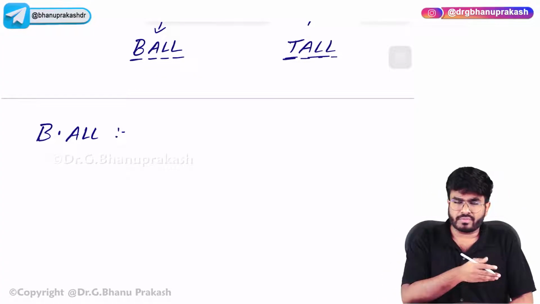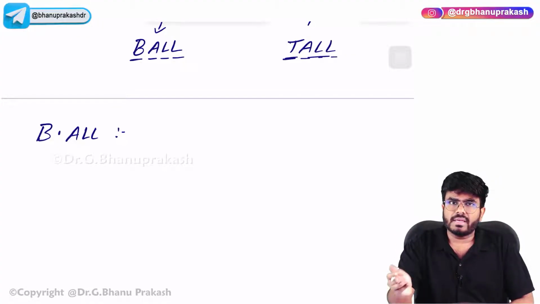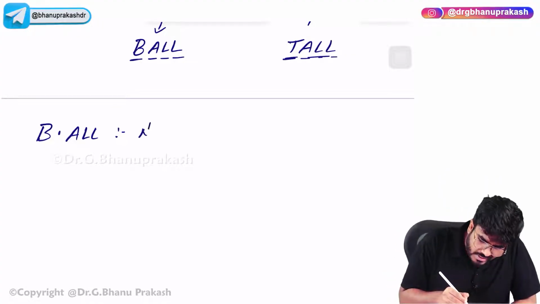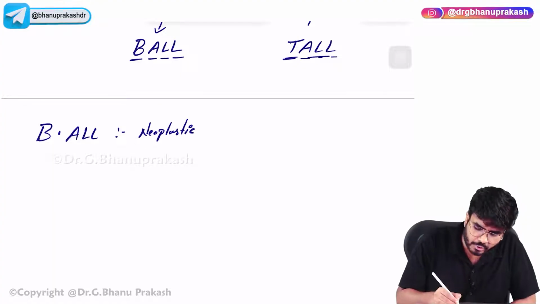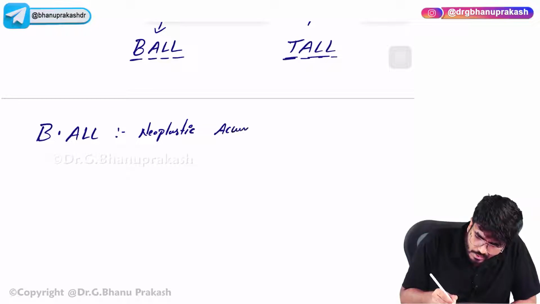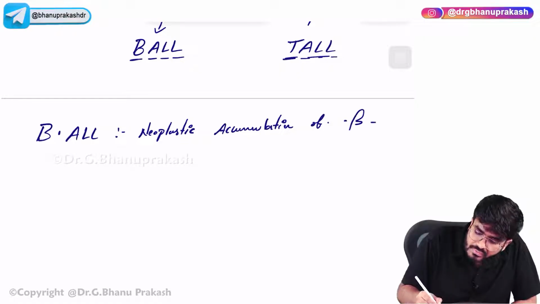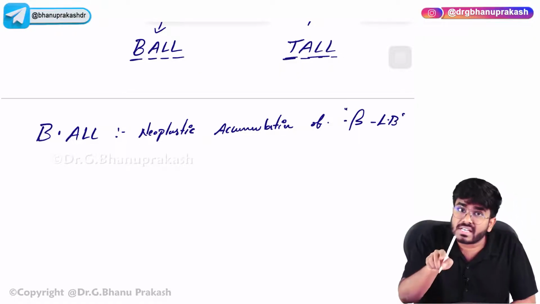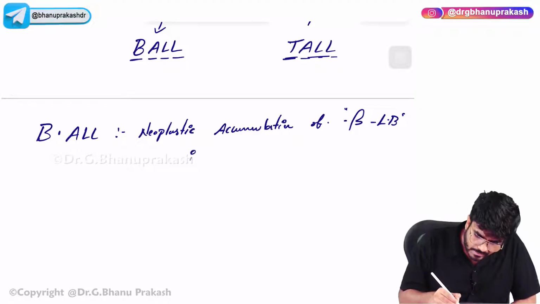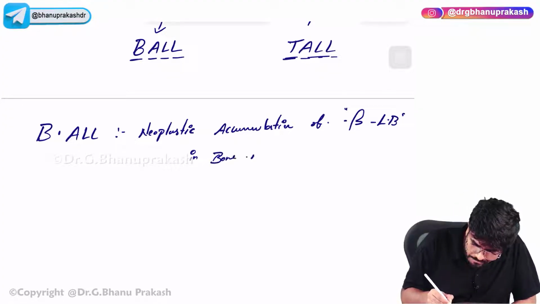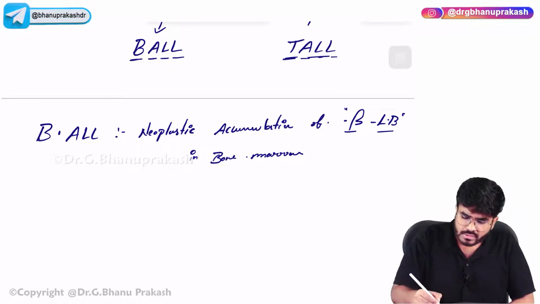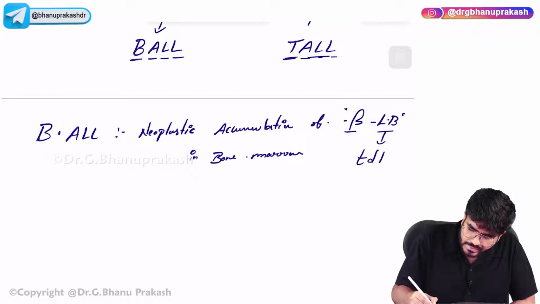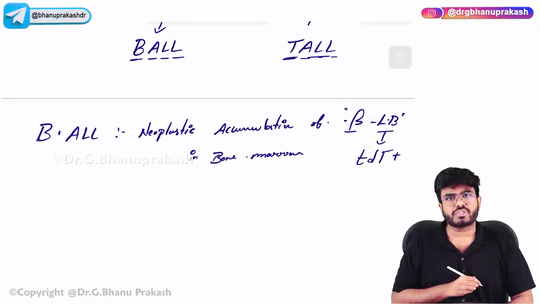BALL means, if we say that this fellow is having a BALL, it's a neoplastic proliferation and accumulation of B lymphoblast, neoplastic accumulation of which cells? B lymphoblast in bone marrow. These cells, the B lymphoblast, it's a lymphoblast, right? So definitely it is TDT positive.